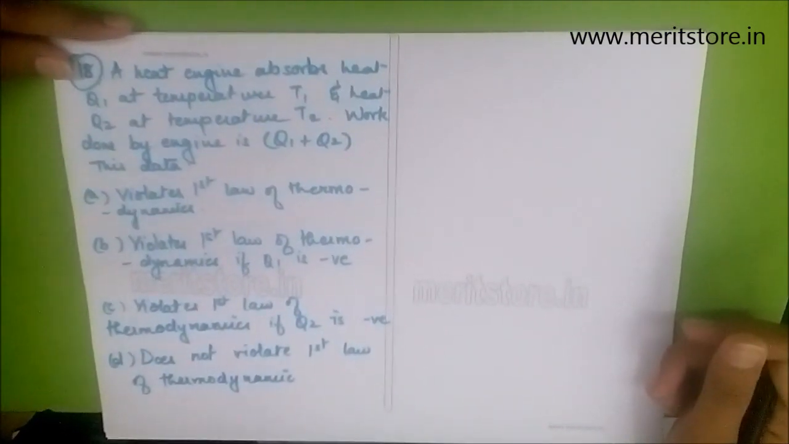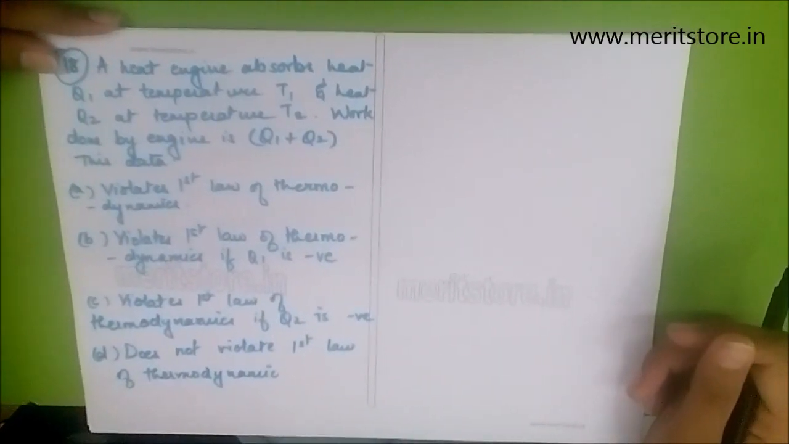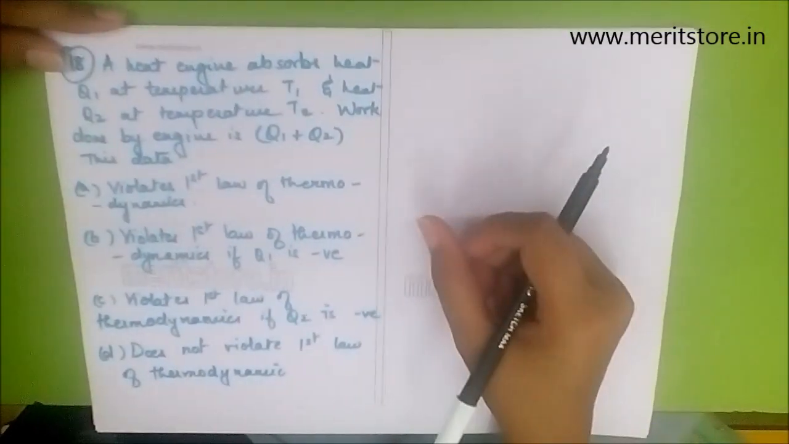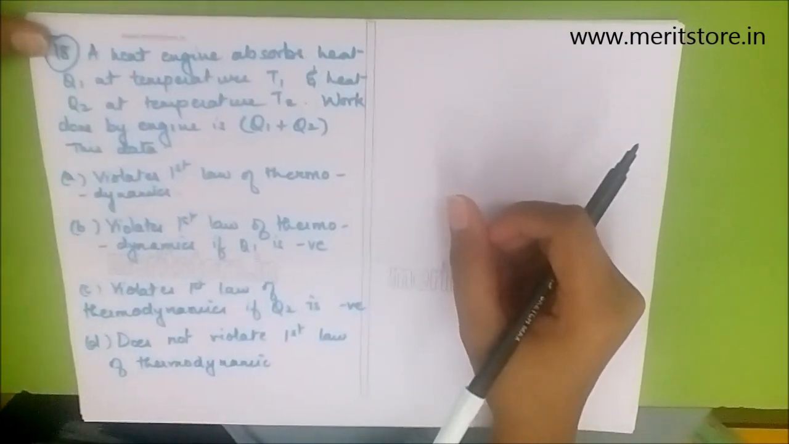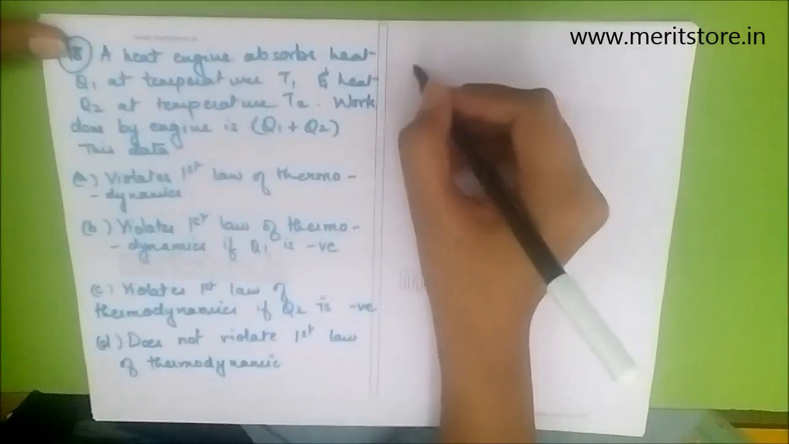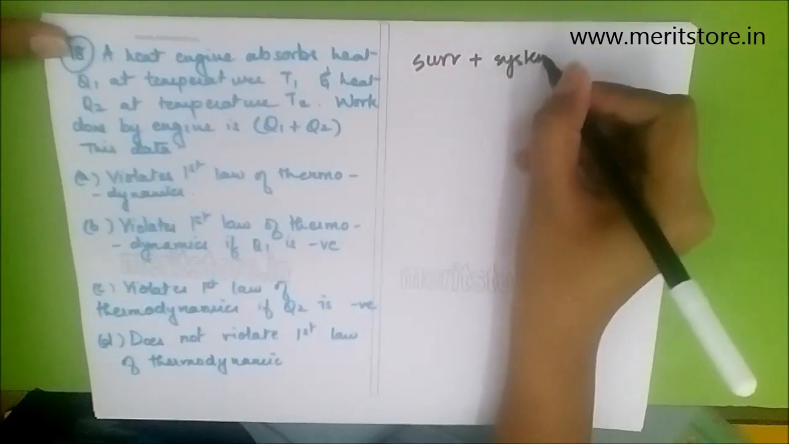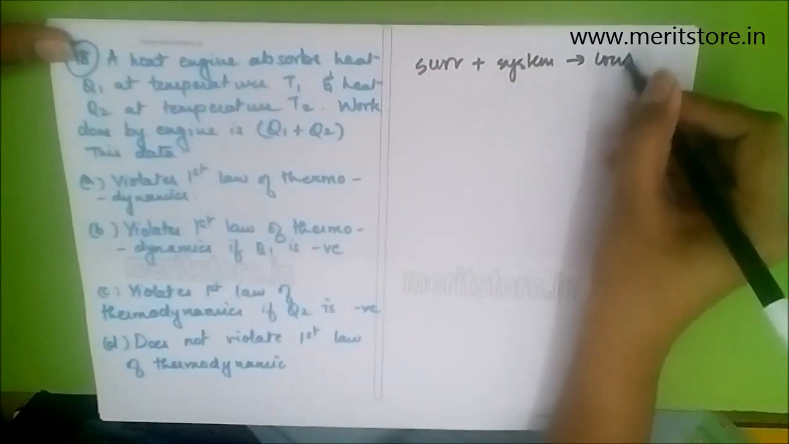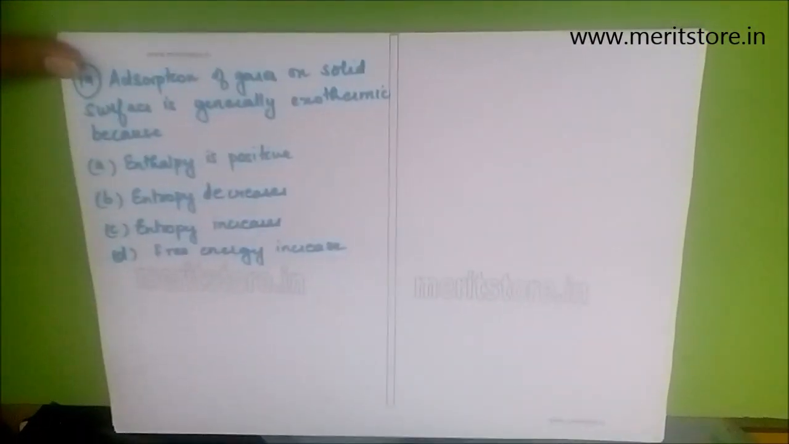Now here Q1 plus Q2 does not violate the first law of thermodynamics because the first law just deals with the statement that energy is conserved, and the second law states that the entropy, that is the entropy of the surroundings plus the system, is always constant. So this does not violate the first law of thermodynamics.